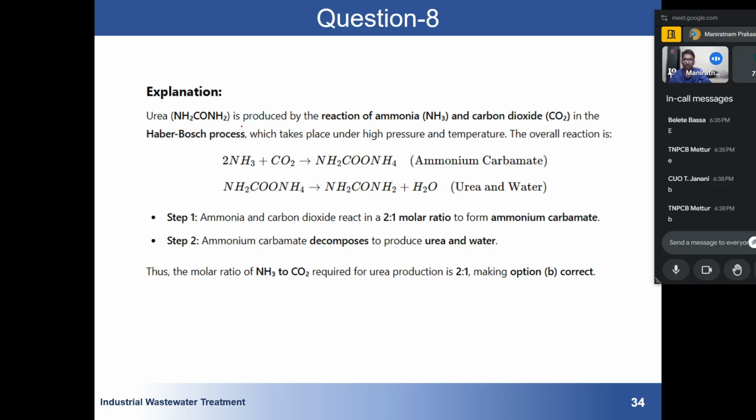Urea is produced by the reaction of ammonia and carbon dioxide under high pressure, and the overall reaction is 2 moles of ammonia reacting with 1 mole of CO2. It forms ammonium carbamate, and this ammonium carbamate is finally giving us urea and water. Okay. Step 1, ammonia and carbon dioxide react in 2 is to 1 molar ratio to form ammonium carbamate, and the ammonium carbamate decomposes to produce urea and water. The molar ratio of NH3 to CO2 required for this production is 2 is to 1. Yes, this is correct.